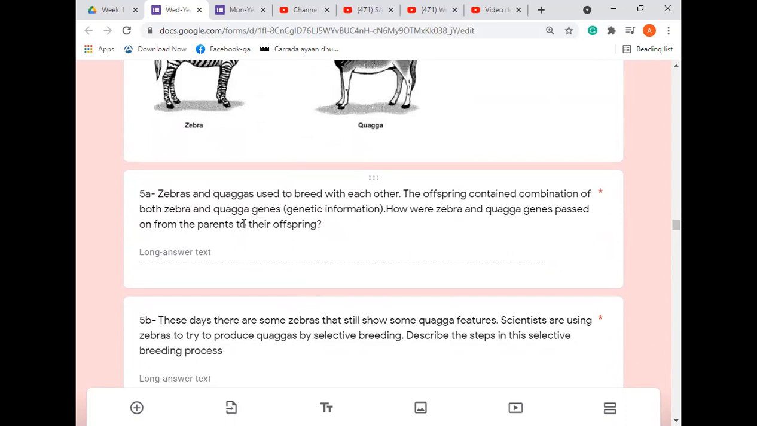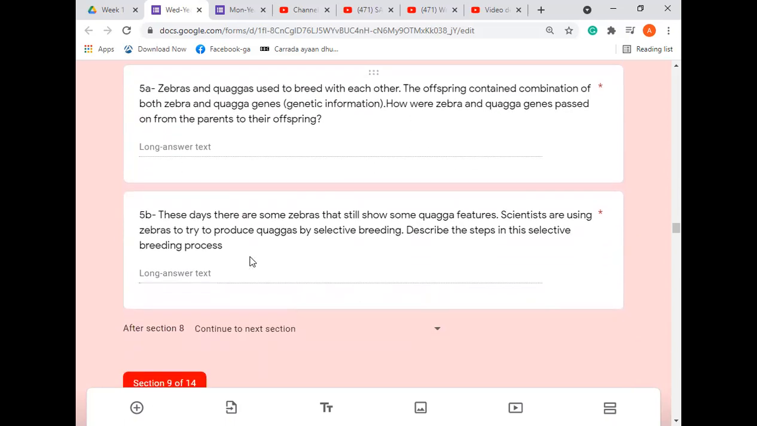How a zebra and quagga's genes are passed from the parents to their offspring. These days, there are some zebras that still show some quagga features. Scientists are using zebras to try to produce quaggas by selective breeding. Describe the steps in this selective breeding process.